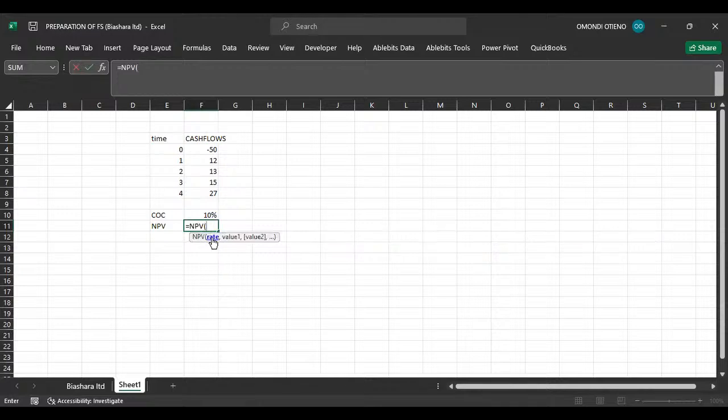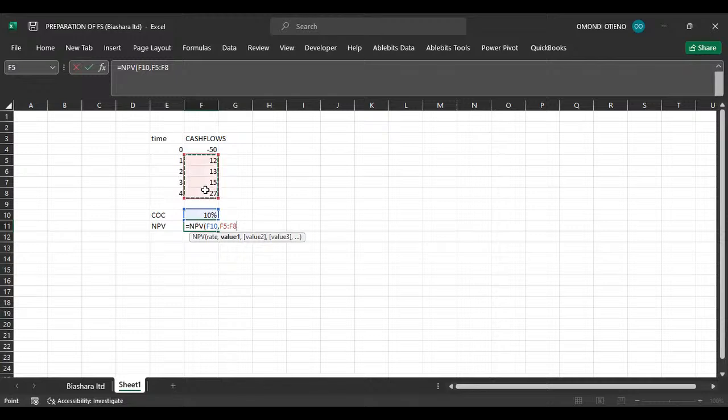You see, once he has written NPV there, you can see Excel is asking him, what rate do you want to use? So the rate there is 10%. You pick 10%. And then you say, comma. You can see it is asking you to pick from value 1, not from value 0. So go to the first cash flow there, which is 12. Copy all those figures up to 27.